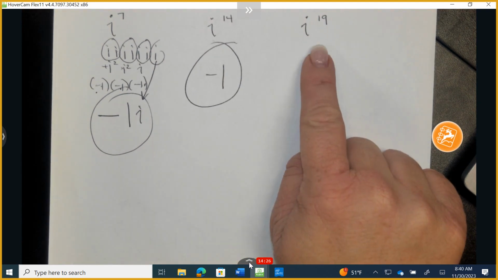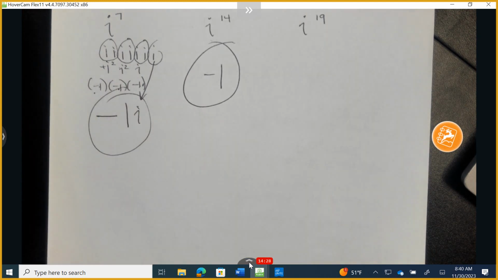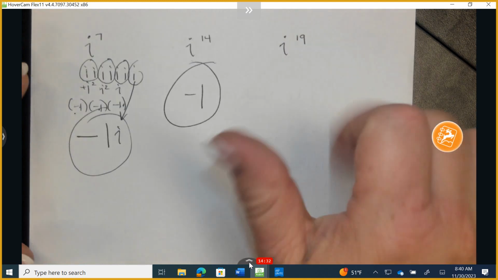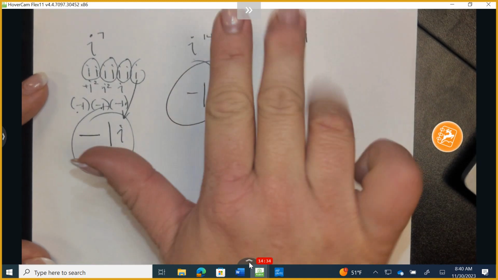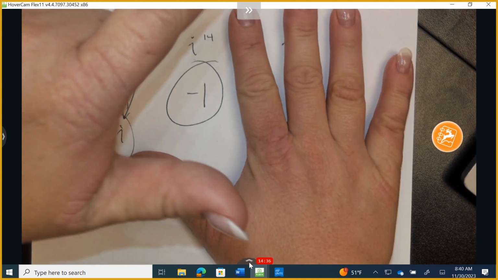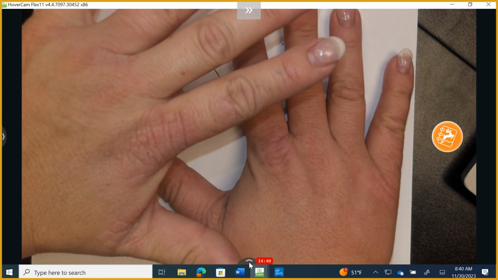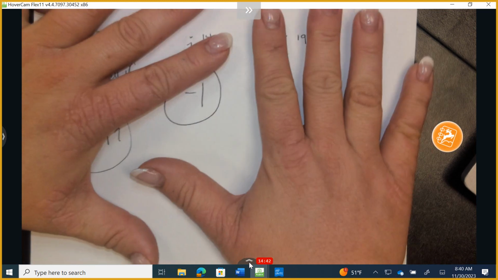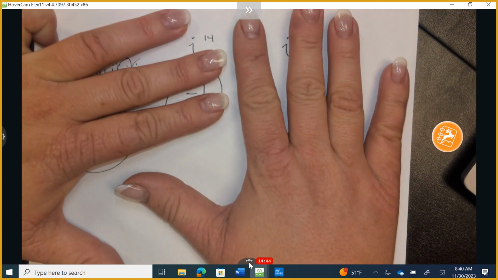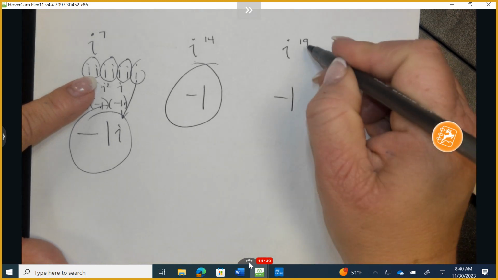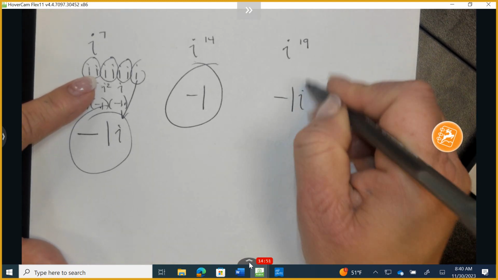Okay, watch this. You don't have to do it this way. You can draw them out. I'm just giving you different ways of doing it. Let's go right now to 19. 2, 4, 6, 8, 10, 12, 14, 16, 18. I can't go up or I'd go past it. So I have 9 groups. 9 is an odd number, so my final answer is negative. But because it's odd, I have a lonely i.